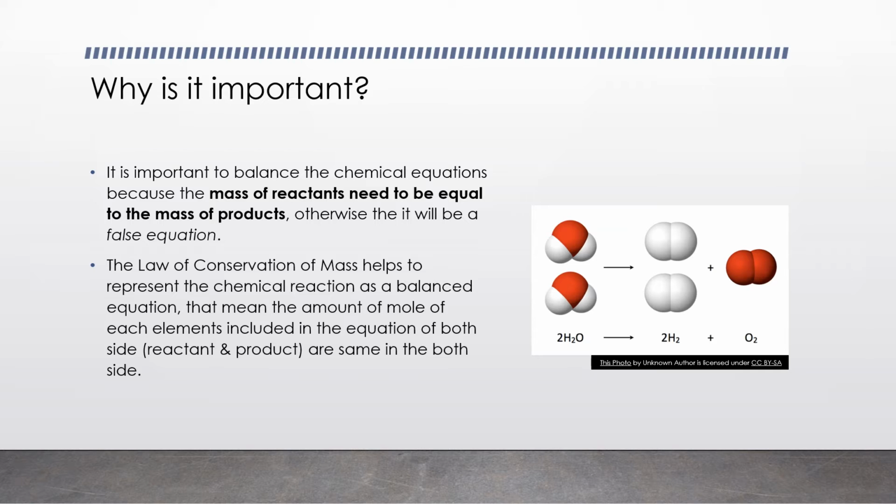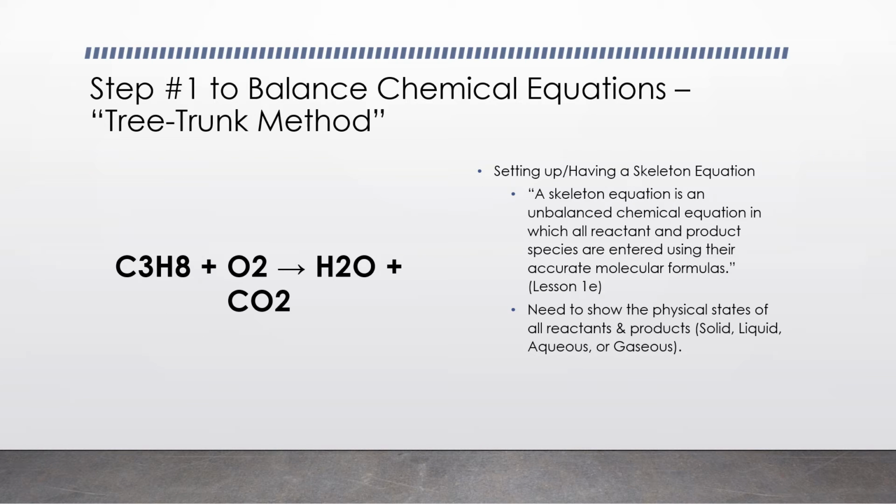It's important to balance the chemical equation because the mass of the reactants needs to be equal to the mass of the product, otherwise it will be a false equation. The law of conservation of mass has to represent the chemical reaction as a balanced equation. That means the amount of moles of each element included in the equation is the same on both sides. There are a few steps for us to balance our chemical equation using the CHE-10 method.